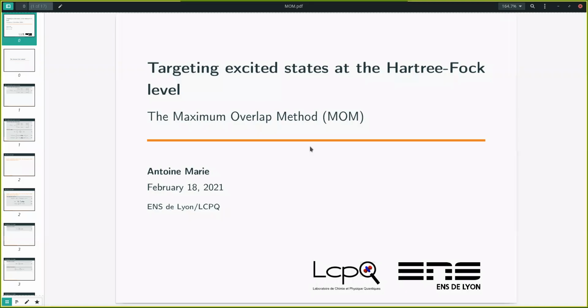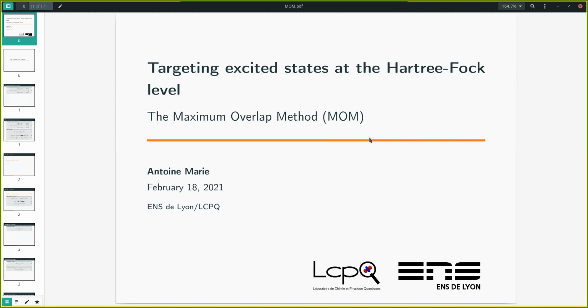Okay, so usually when we do a Hartree-Fock calculation, we want to minimize the energy and target the ground state, but it's possible to target other stationary points of our Hartree-Fock energy, and these other stationary points might represent excited states. And so one such method is called the maximum overlap method.